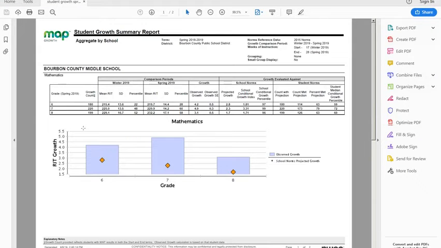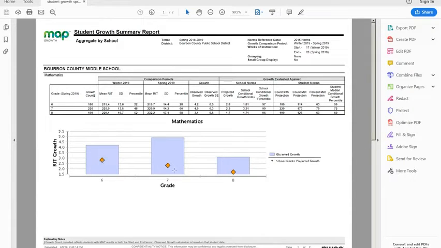All right, so I'm going to show you some results here from our MAP test, and I'm going to start with a student growth summary report. And you can see down here, we're going to start with math, and this is for 6th, 7th, and 8th grade. So the first thing you'll notice are some diamonds here and then some bars. And what that means is when we took our MAP test in the winter, which I've compared the growth here from winter to spring. We also take one in the fall, but I'm looking at just from winter to spring.